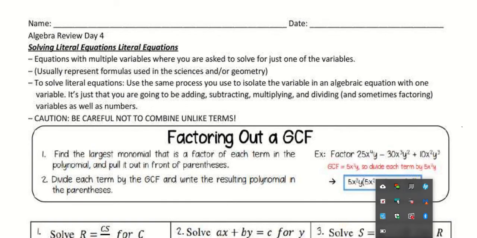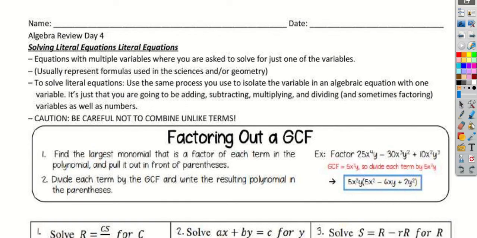All right, today we're going to be taking a look at day 4 review, which is solving literal equations. Okay, so starting off with that, remember we're going to be solving equations with multiple variables, and we're just solving for one of them. Usually some sort of a formula, like science, area, that type of stuff. And you can use the same process as solving any other equation. We're just going to be adding and subtracting and multiplying, dividing the numbers.